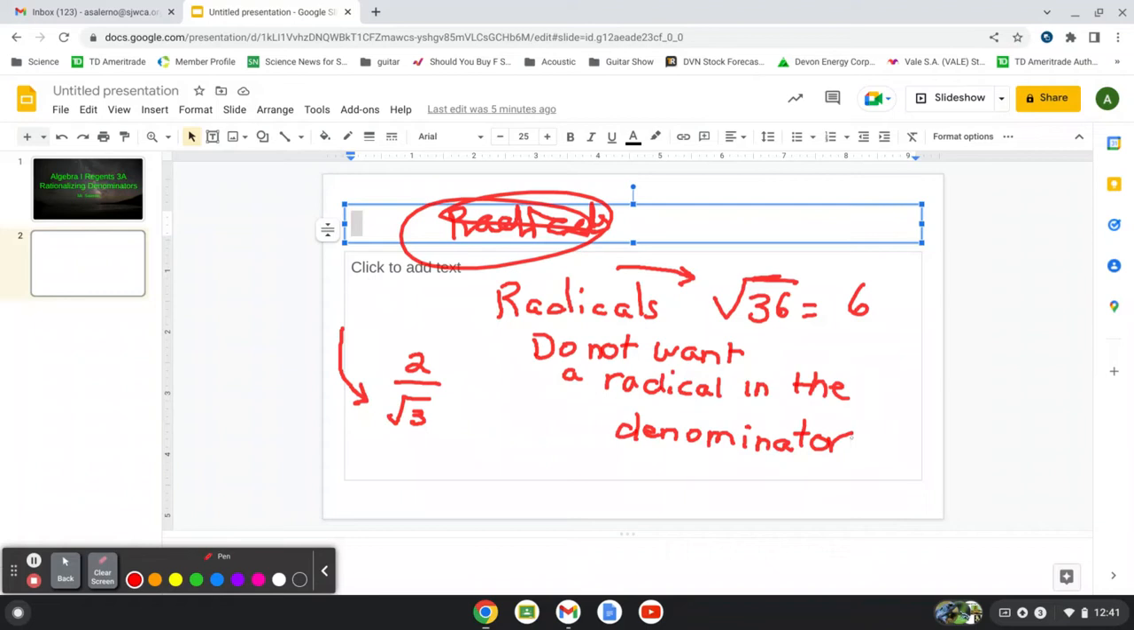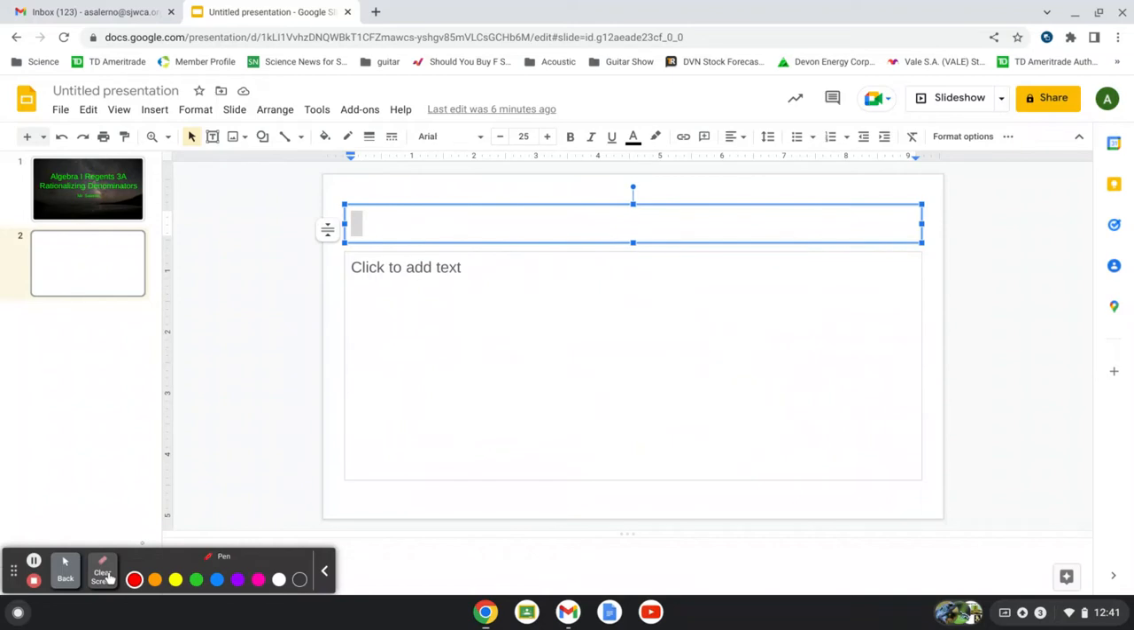All right, there's a big star, right? We do not want a radical in the denominator, so we're going to rationalize it. That's all we're doing. All right, let me clear this out. Dealing with radicals, let's put that question back up. We have 2 over the square root of 3.